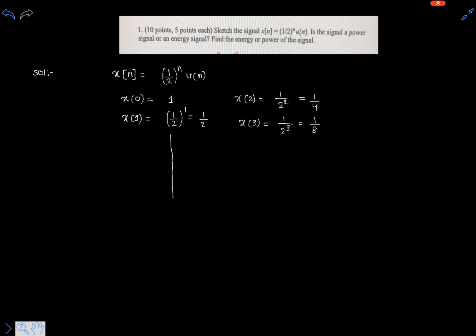So this is the amplitude axis and this is the time axis n. So this is x of n. Now this is 1 where the n value is 0, and exactly 1/2 when n equals 1, and again 1/4 when n equals 2. So this is 1/8 when n equals 3, and so on.